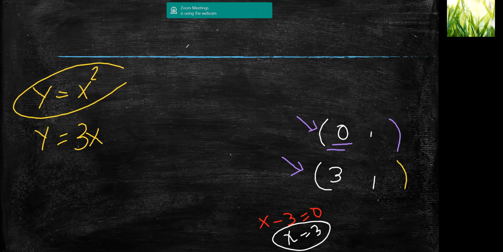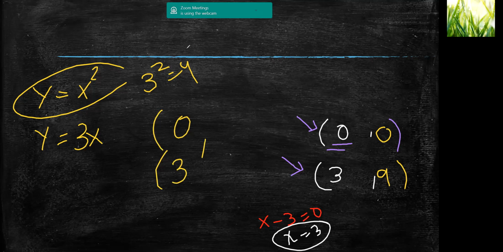So let's repeat now. 0 squared, 0. And 3. Did you understand what I said? You have to replace in one equation. So 3 squared is 9. So we have two solutions, (0, 0) and (3, 9). If you replace in the second one, you must get the same answer: 3 times 0 is 0, and 3 times 3 is also 9.